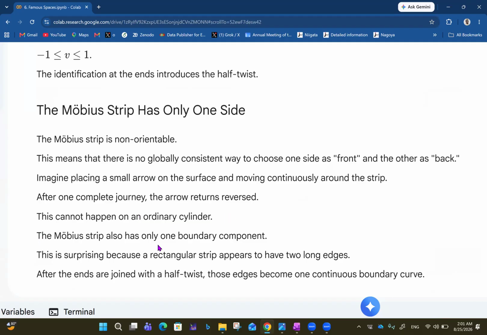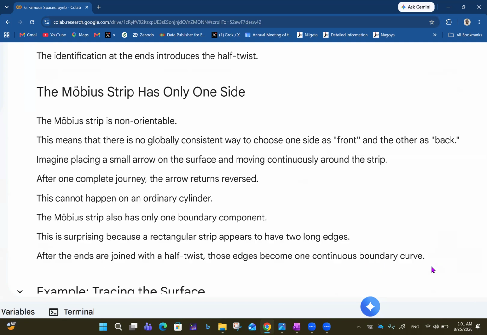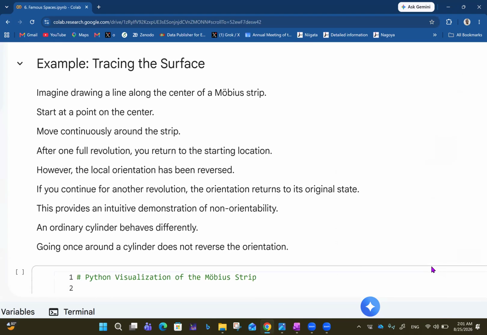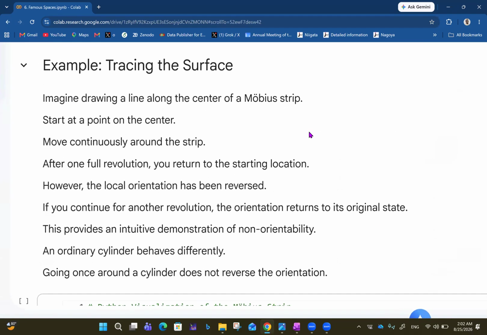The Mobius strip also has only one boundary component. This is surprising because a rectangular strip appears to have two long edges. After the ends are joined with a half twist, those edges become one continuous boundary curve. For example, if we trace the surface, imagine drawing a line across the center of a Mobius strip.